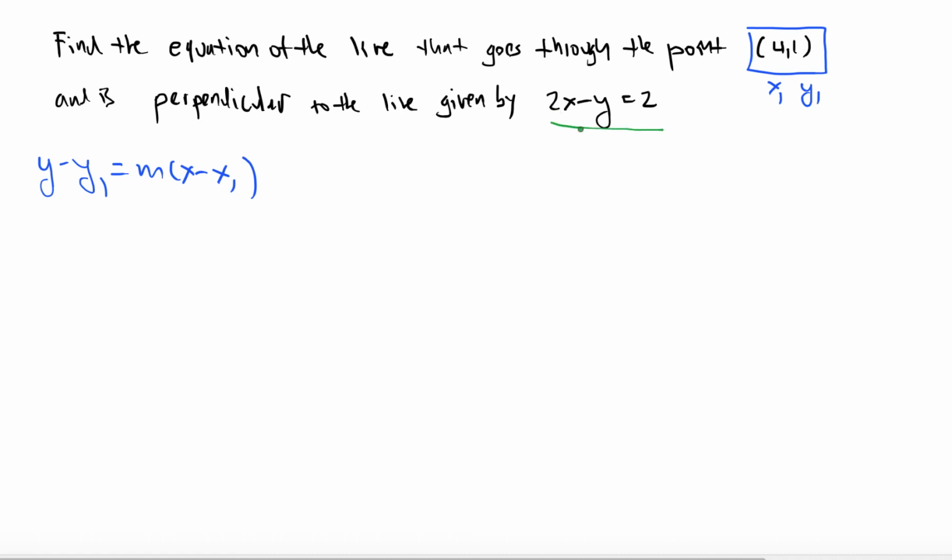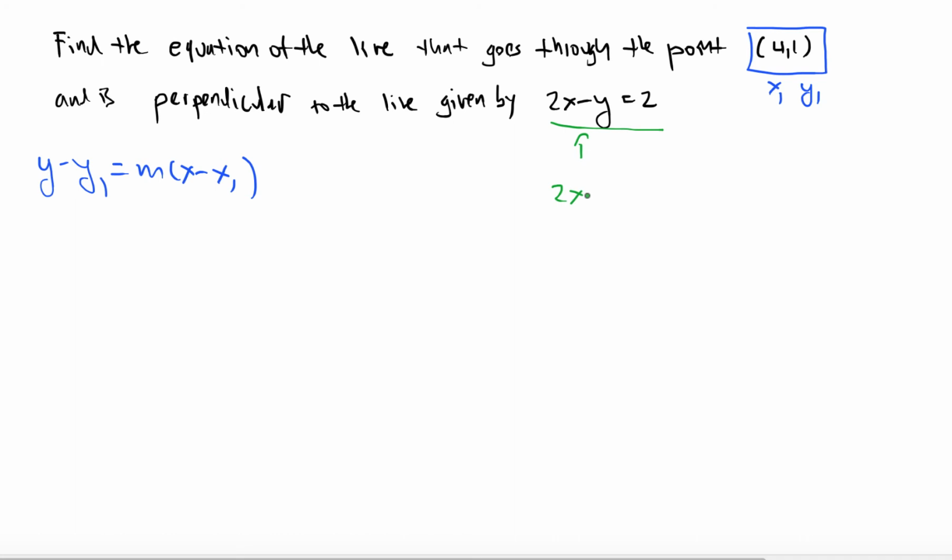And what do we know about perpendicular lines? We know that their slopes are negative reciprocals. So if we find the slope of this line, then we can take the negative reciprocal of that and plug it into the value of m. So let's go ahead and find the slope of this line here.